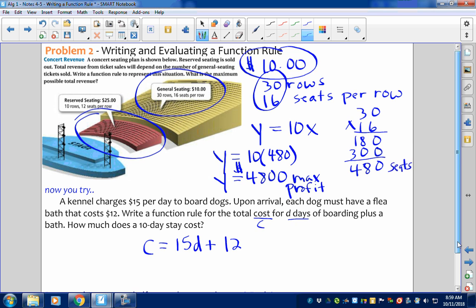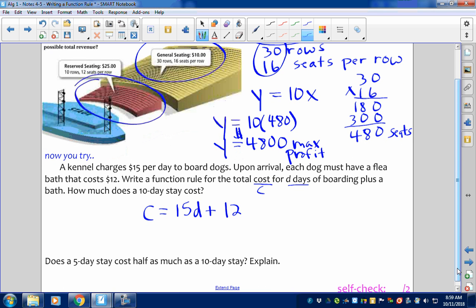So there's our equation. And then it asks, what does a 10-day stay cost? So a 10-day stay would be plugging in 10 for D. So 15 times 10 is 150. 150 plus 12 is $162.